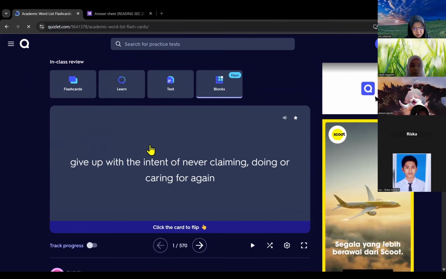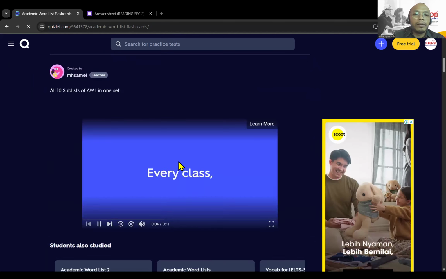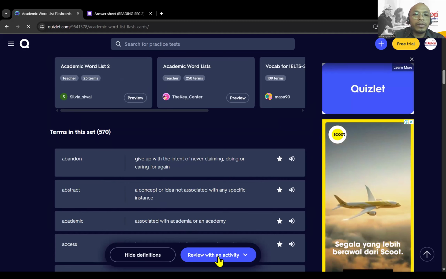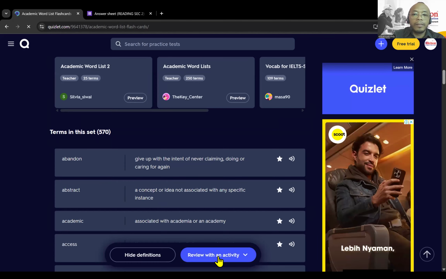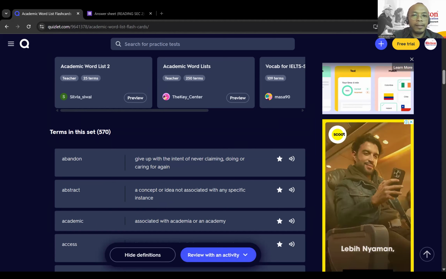There are 577 words. If you can master these words, it will be a good start to improve your academic vocabulary for the IELTS reading. Okay. All right. And good job, Nabila, for winning.